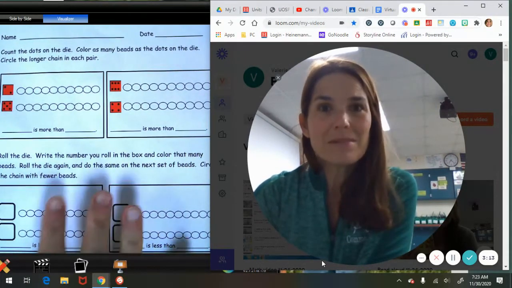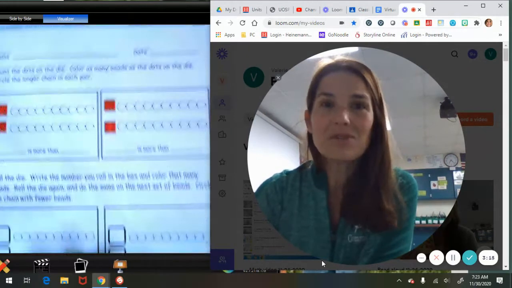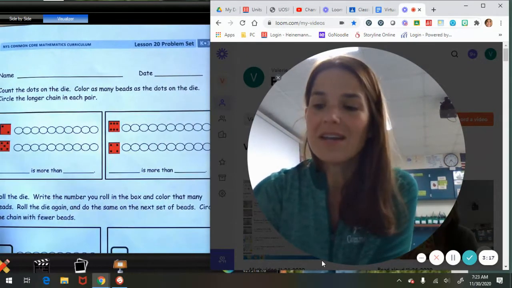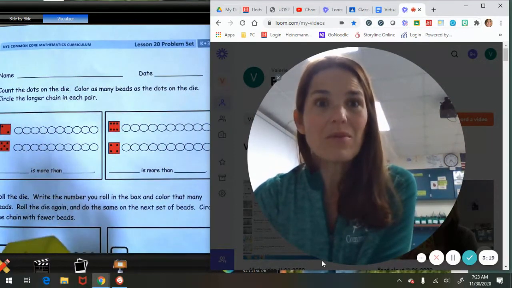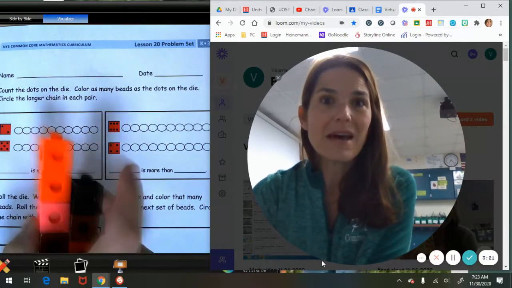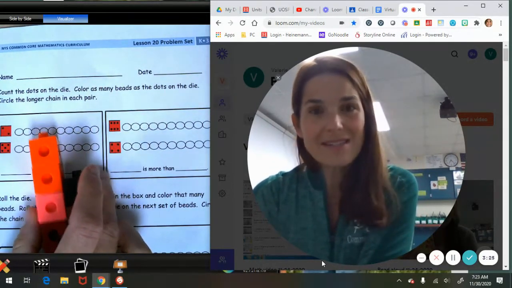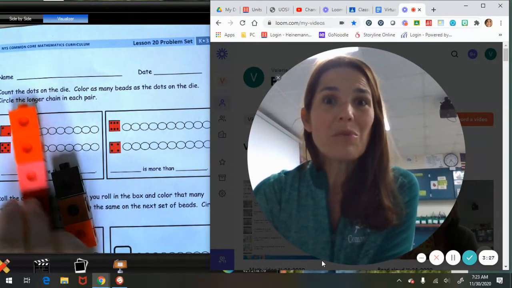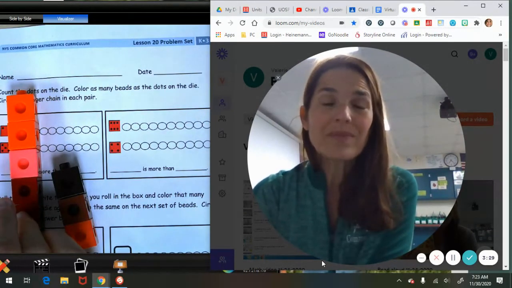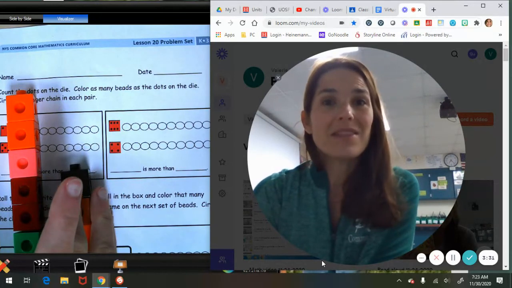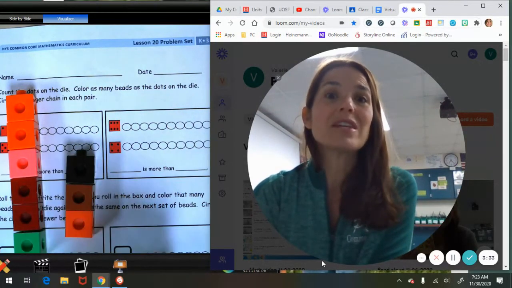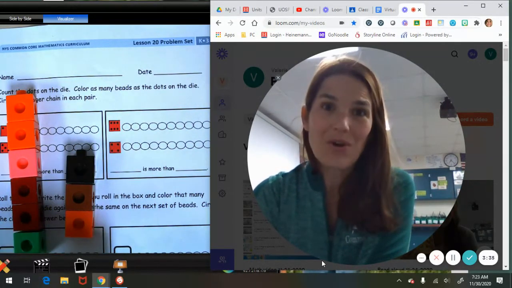If you cannot print this paper out, that is fine. You can just continue practicing on. If you have dice at home, rolling the dice and making different towers and talking about which one is more and which one is less. Remember, usually the one that is more is longer than the one that is less. And the one that is less is usually shorter than the one that is longer.